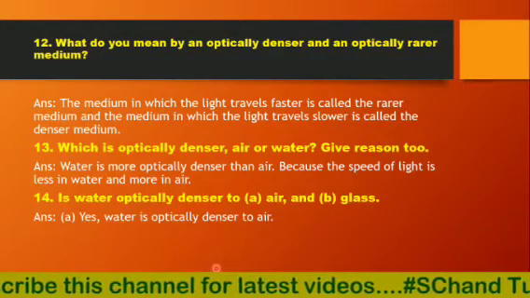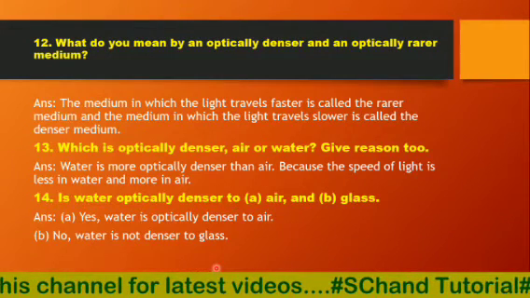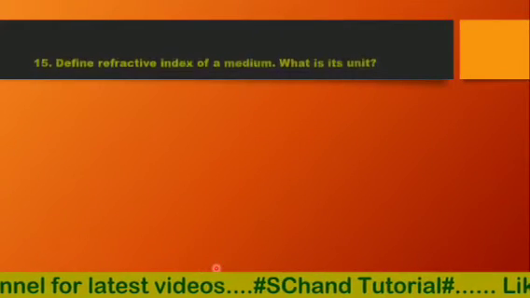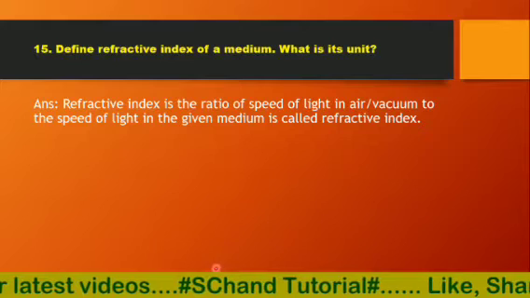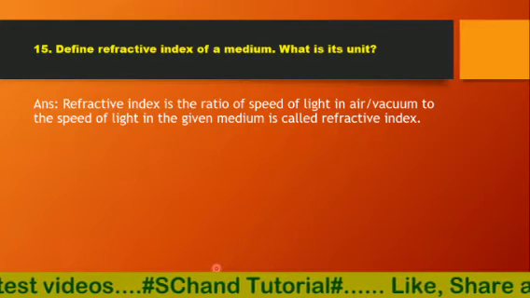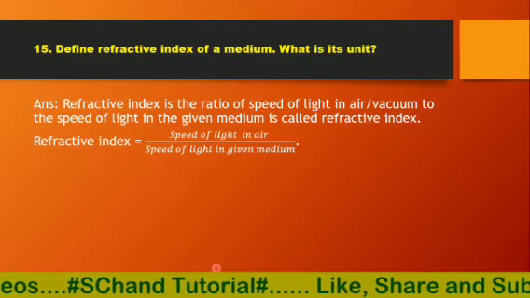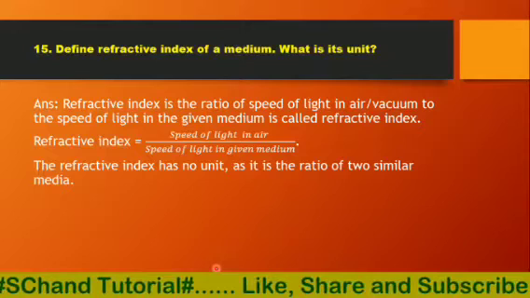Is water optically denser to air or glass? Yes, water is optically denser to air, and water is not optically denser to glass. Define refractive index of a medium. What is its unit? Refractive index is the ratio of speed of light in air or vacuum to the speed of light in the given medium. It has no unit because it is the ratio of two similar quantities.